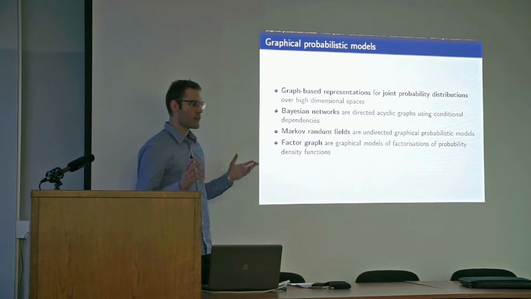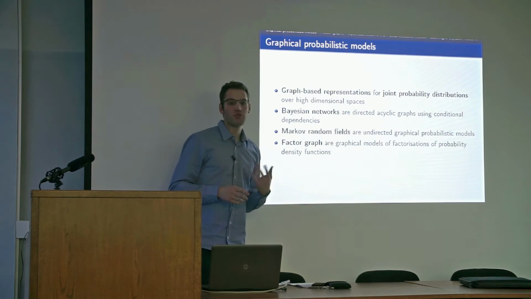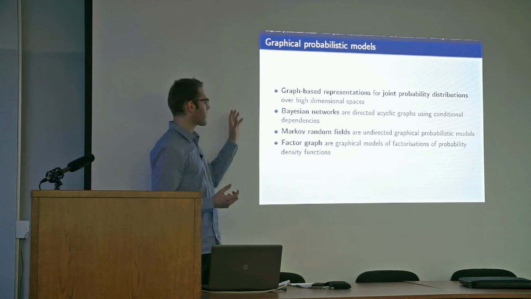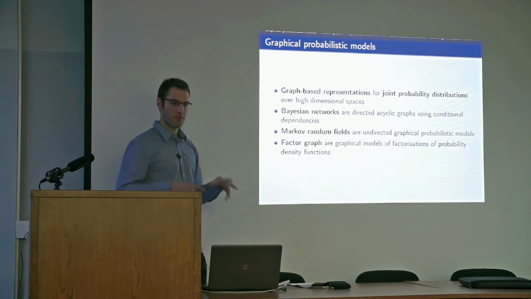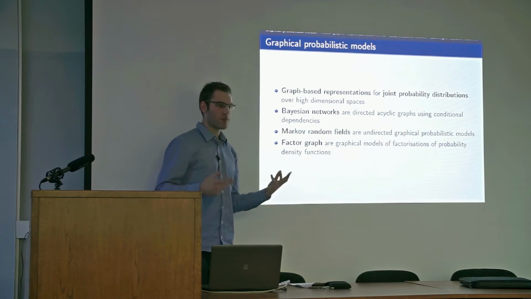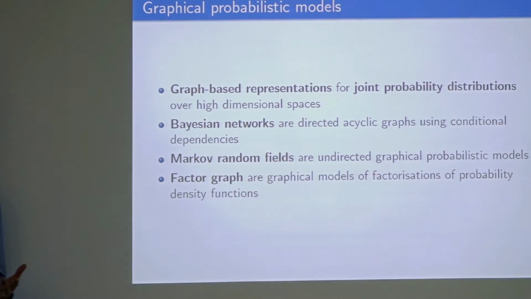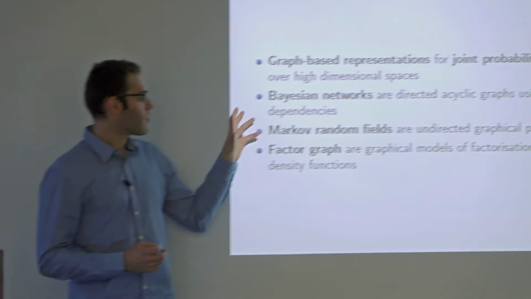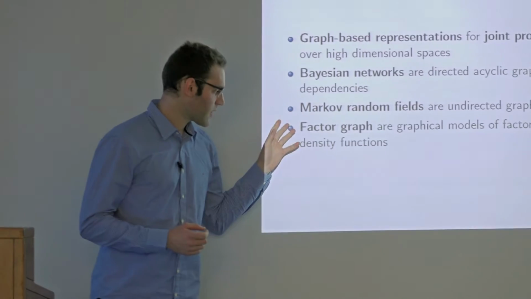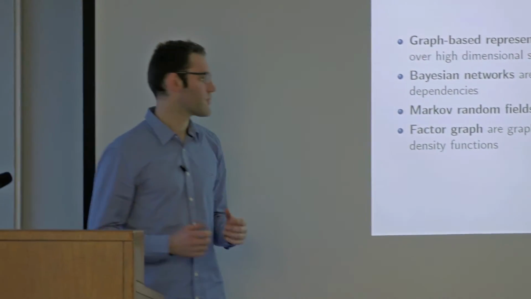So I'll talk about three of the, I think, most used graphical models. What are graphical models? First of all, they're graph-based representations of these joint densities. The joint densities describe how all random variables interact. I'll talk about Bayesian networks, Markov random fields, and then I will focus on vector graphs.